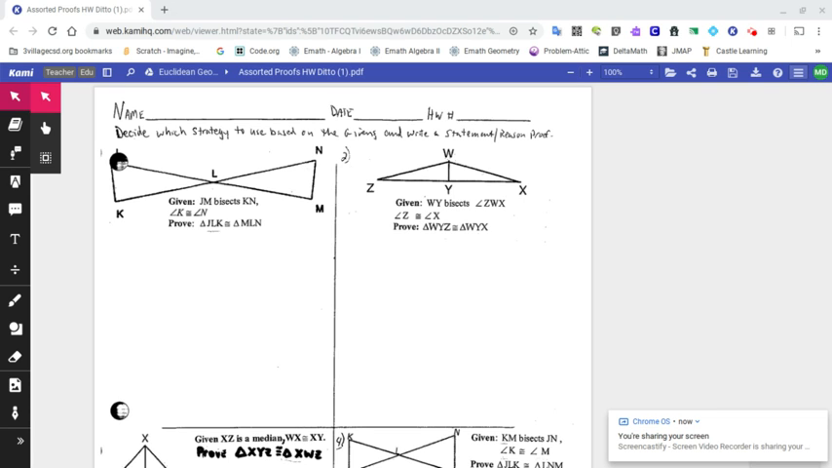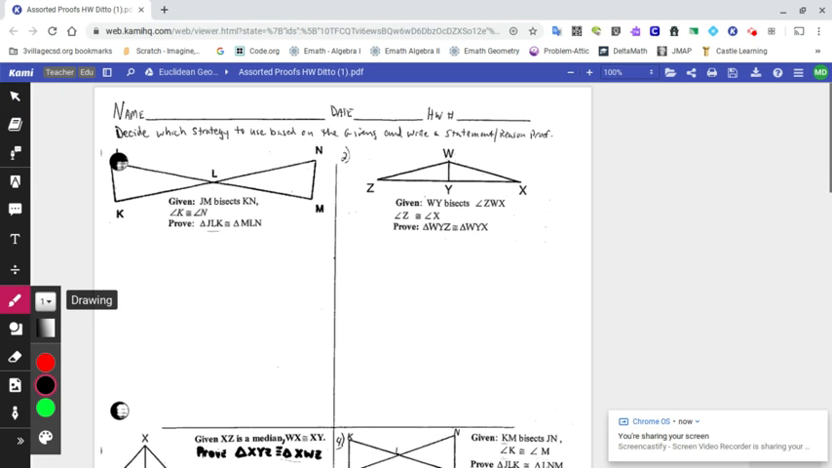All right, so I'm going to go over all six of these proofs. I asked you to look at three of them plus number six. I wanted to give you the practice with the addition and subtraction postulates. Again, this up here says decide which strategy to use, based on the givens.